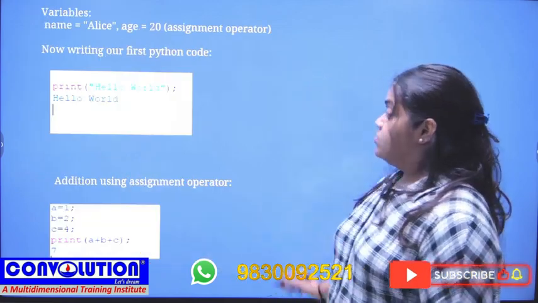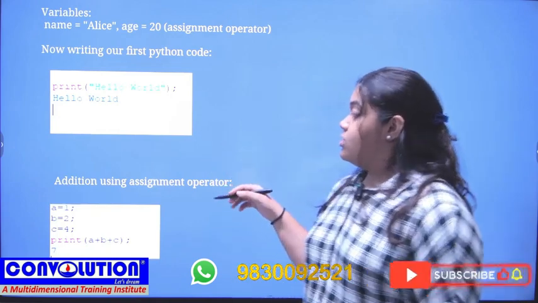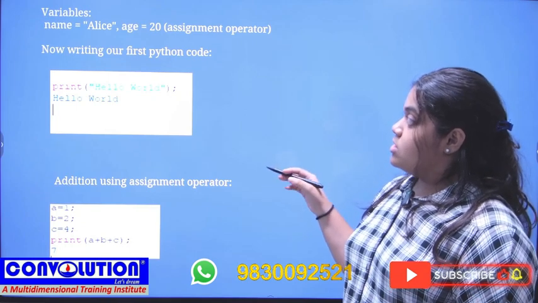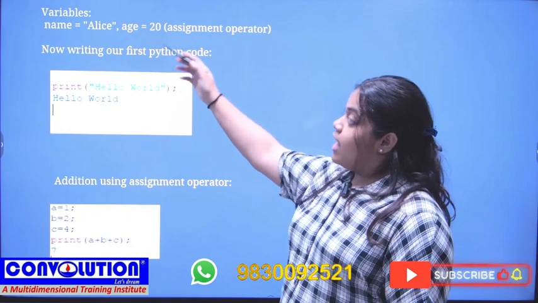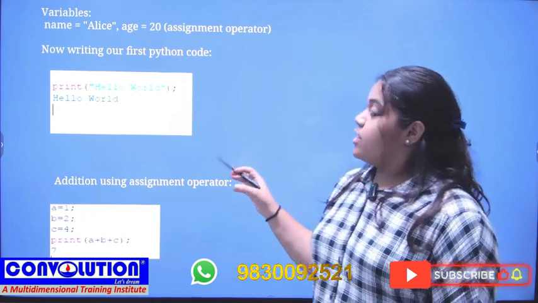Then moving forward, if we want to assign values, the assignment operator is used, like name is equal to Alice, age is equal to 20. So this value 20 is assigned to age and this string Alice is assigned to name. Like this, the assignment operator can be used.